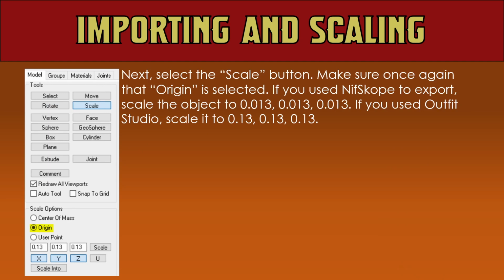Then we go to the Scale button on the Model tab. Again, we make sure that Origin is selected, and we'll see why when we actually start to do it. It depends how you exported the mesh. If you exported it from Nifskope, you need to scale it to 0.013 on all axes. If it's Outfit Studio, it will be 0.13 on all axes. For some random reason, Outfit Studio exports it about 10 times bigger than Nifskope. I have no idea why it does that, but that's the gist of it.